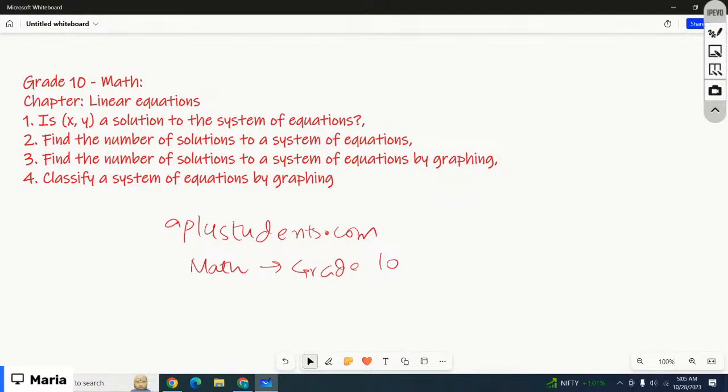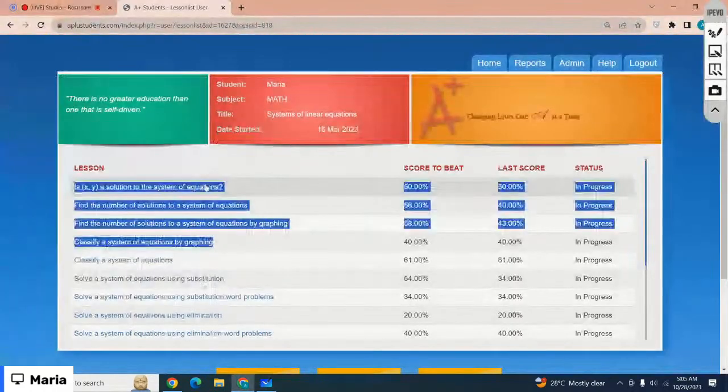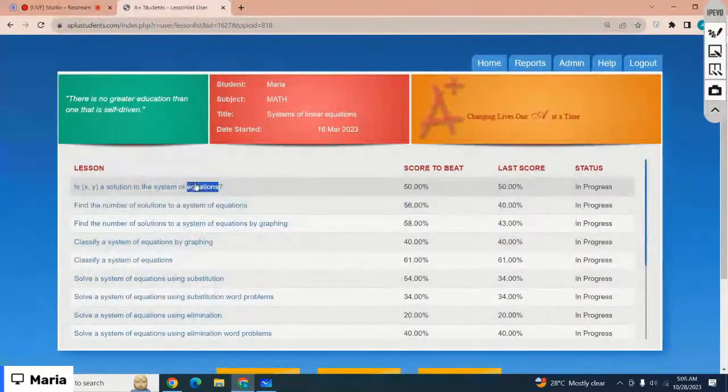equations? So basically you are given a pair of values, x, y, and you just have to see if the pair of values satisfy the equation. How do you see? You have to put the pair of values back in the equation. If both the equations are equal with the pair of values, that means the pair of values is the solution of the system. Okay, let's start with the lesson. Is x, y a solution to the system of equations?